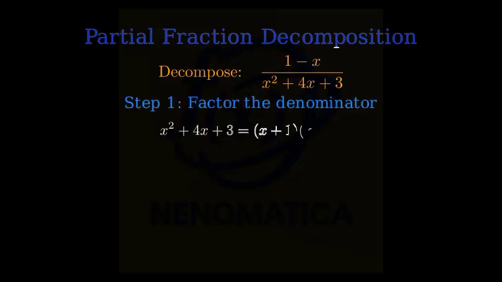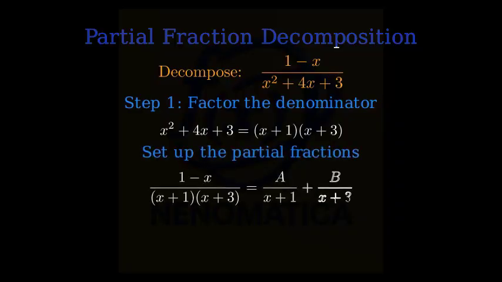Here is our example. We want to decompose the fraction (1 minus x) over x squared plus 4x plus 3. Step 1. Factor the denominator. X squared plus 4x plus 3 factors into (x plus 1) times (x plus 3). Because the numerator degree is less than the denominator degree, we can set up a partial fraction form, a over x plus 1 plus b over x plus 3.